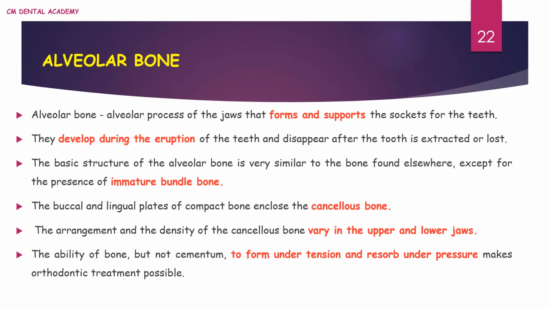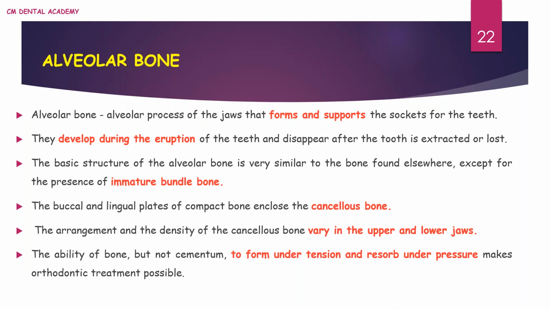So how is it formed? What is the structure of a bone in the oral cavity? It is present in the form of maxillary bone and the mandibular bone. How does the maxillary bone differ compared to the mandibular bone, which is more dense? What is the trabecular pattern? All this you will study under this alveolar bone chapter.